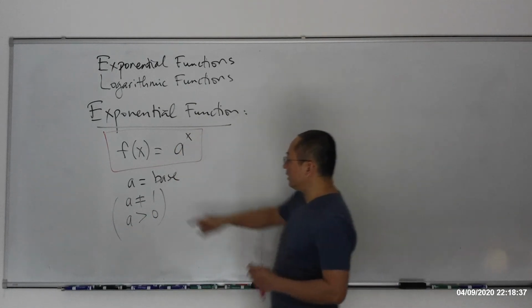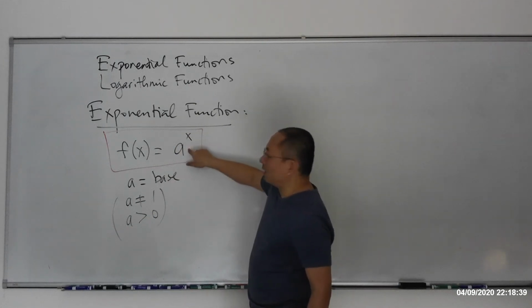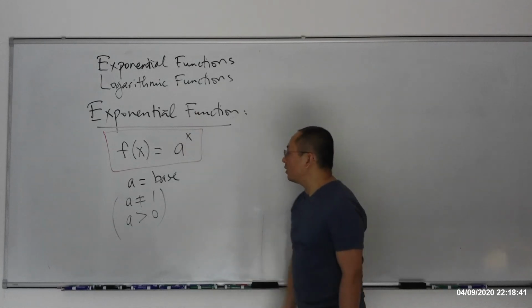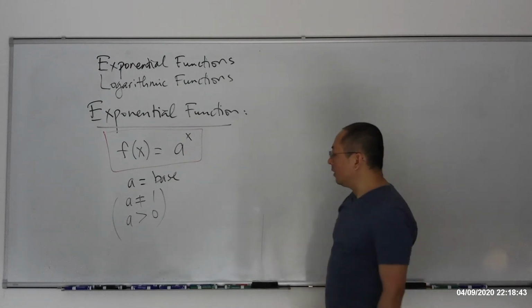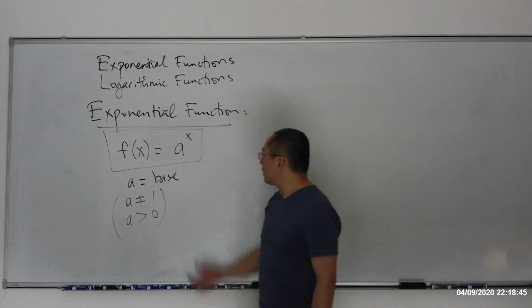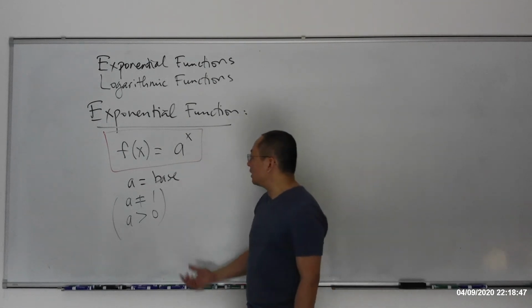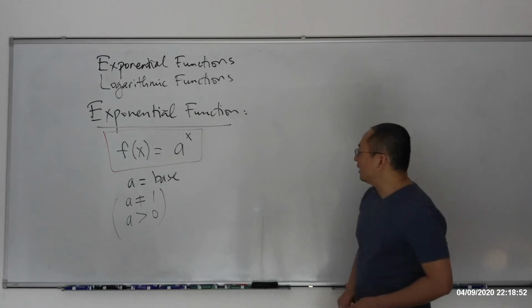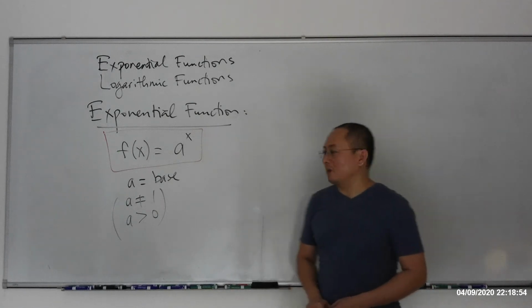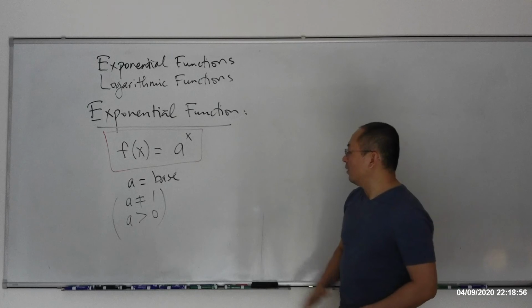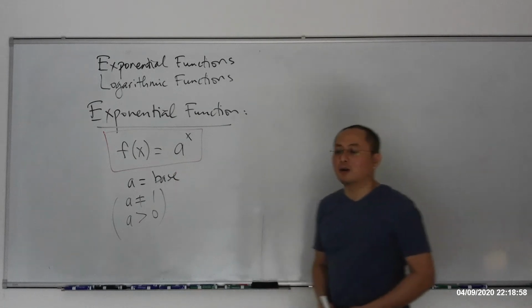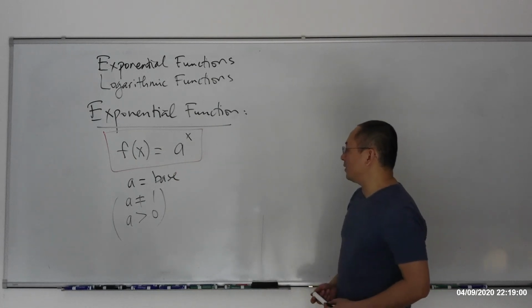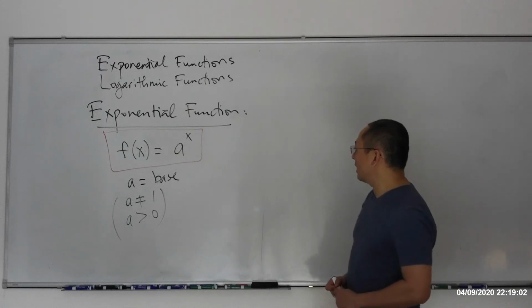You see why? What if a equals 1? Then 1 raised to the x is just simply equal to 1. It's not exponential anymore. Or if a equals 0, the same thing happens. If a is negative, then we haven't learned about a negative number raised to some random variable x yet, so we rule out that case. We only talk about a positive base different from 1. And that was our definition.